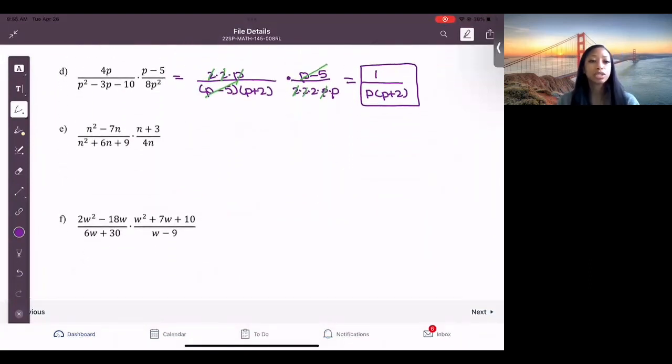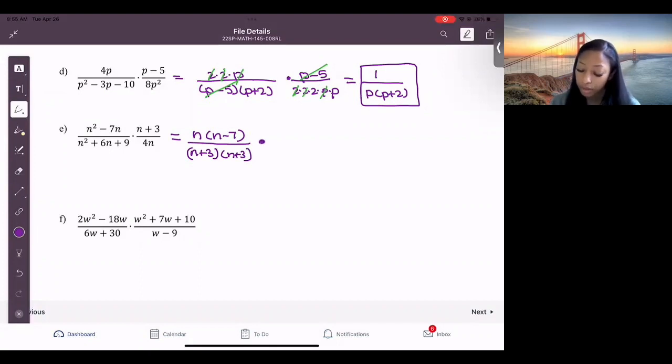All right, 2 more to go, and these are my favorites because they have so much factoring in them. All right, let's see. With part E, we look at our first fraction and our first numerator. N squared minus 7n factors to n times n minus 7. And our denominator, n squared plus 6n plus 9, that factors to n plus 3 times n plus 3, or n plus 3 squared.